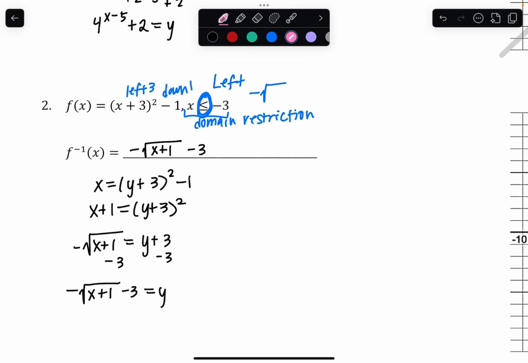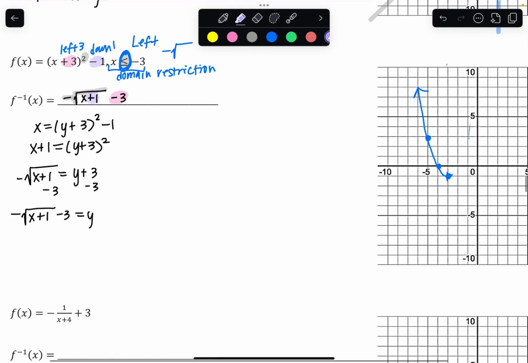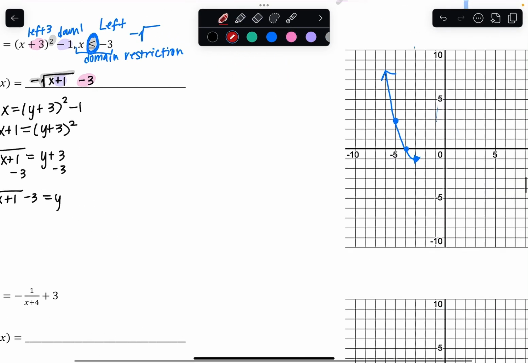And so just a quick check of our work is if you are starting with a quadratic that has a less than restriction, you should end with a negative square root. If you have a +3 inside, you should end up with a -3 outside. And if you have a -1 outside, you should end up with a +1 inside. Everything gets switched around. Okay, and so to graph this, I'm starting with the parent function.